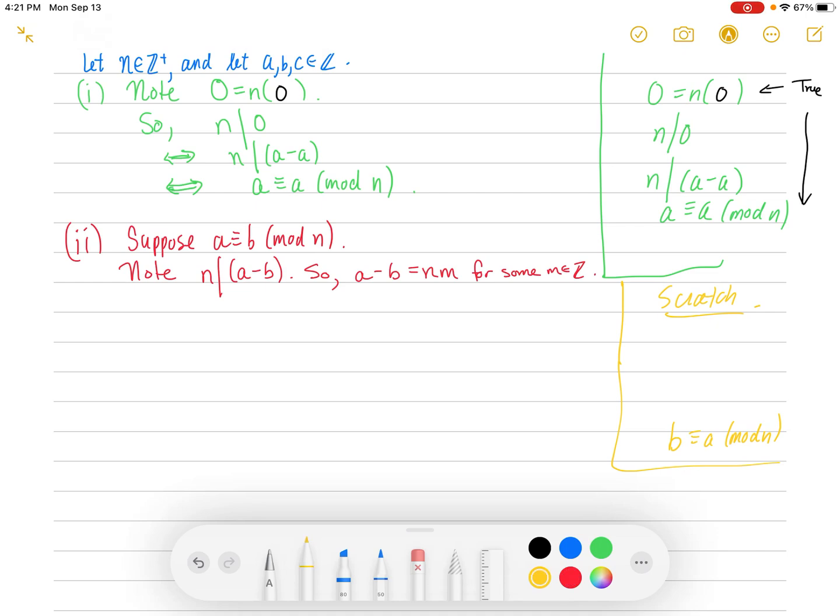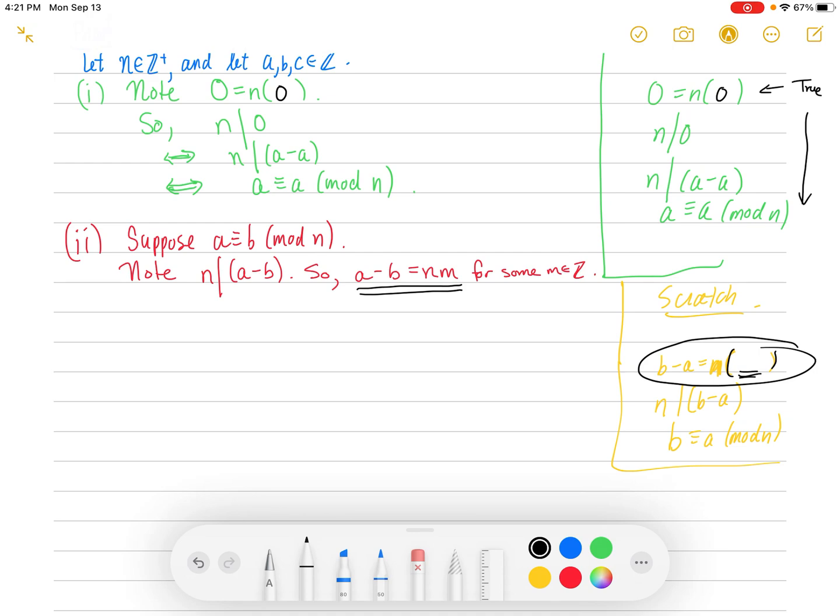Now, on my scratch, I have b is congruent to a mod n, right? What does that mean? That means n divides b minus a. That means b minus a equals n times something. We don't know what that something is right now. It should be n, not an m, n. The question is, what is this thing going to be? In other words, how can I get from my step here that I'm underlining in red to this step here that I'm circling in black?